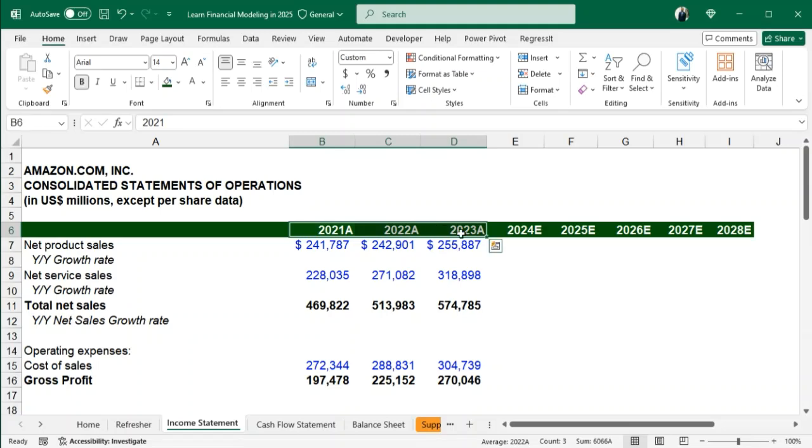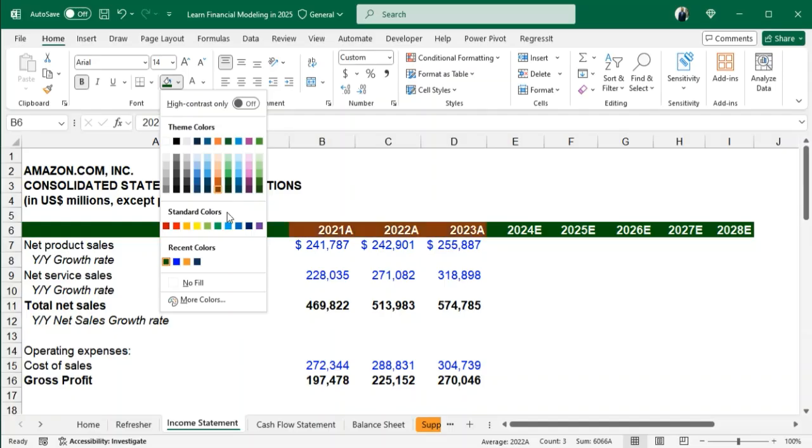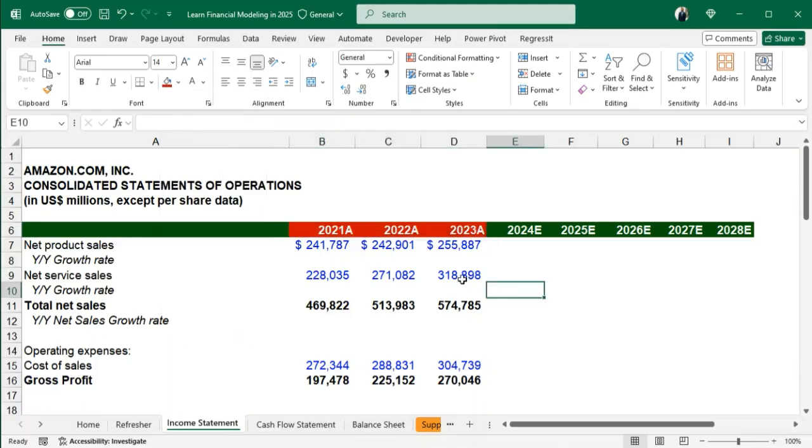And then I can also change the fill color here. So selecting the 3 historical financial years again, I'm coming to my font section here, fill color, and I can pick, so let me just pick this red color here. All right, so that differentiates it from my estimated years.